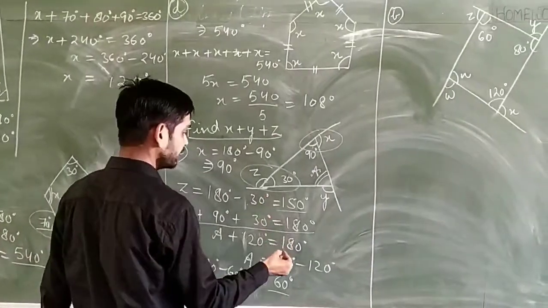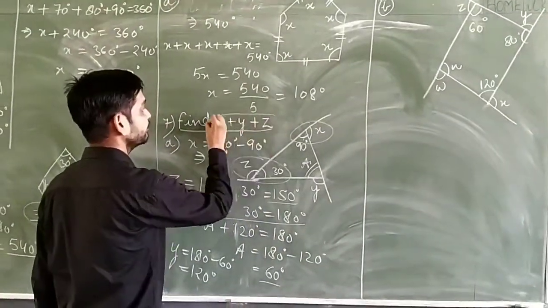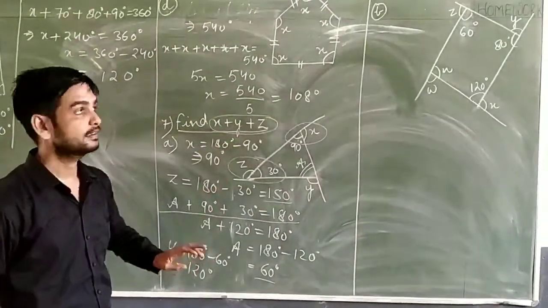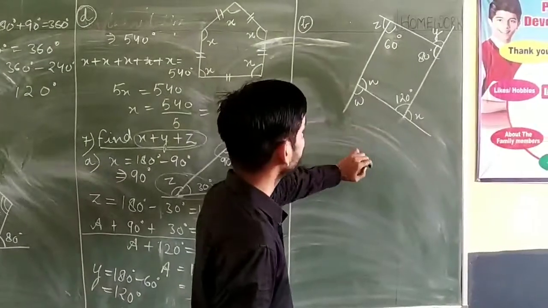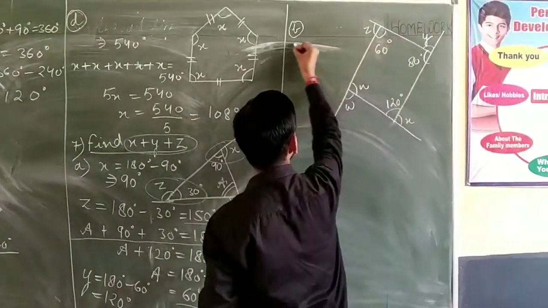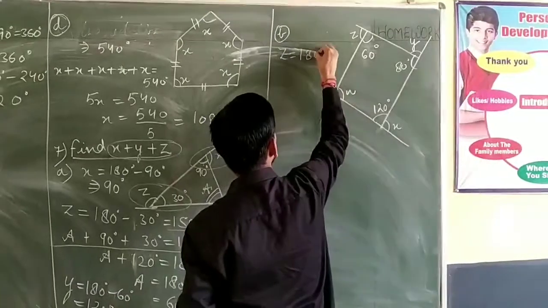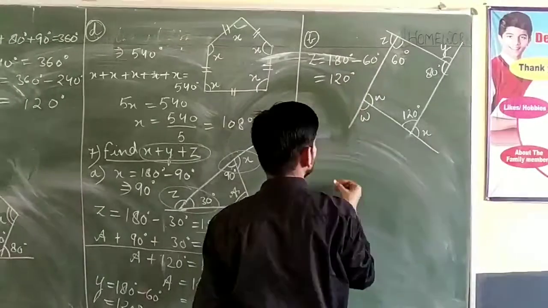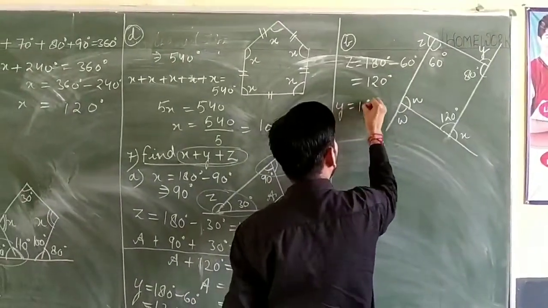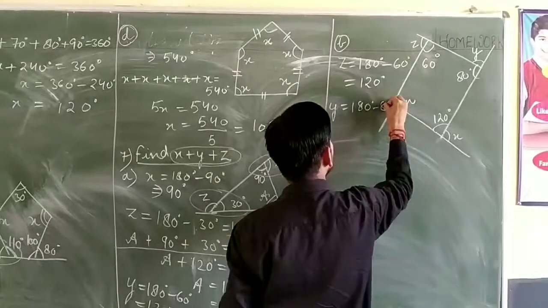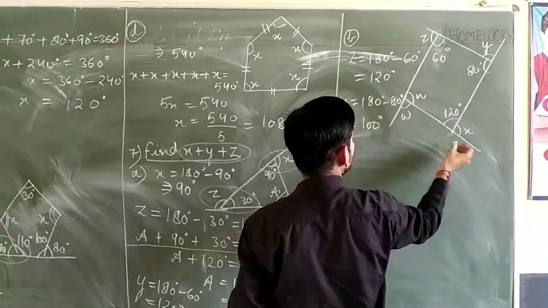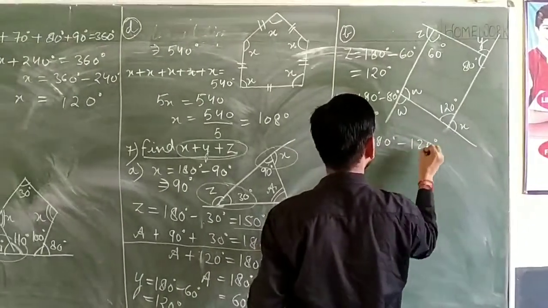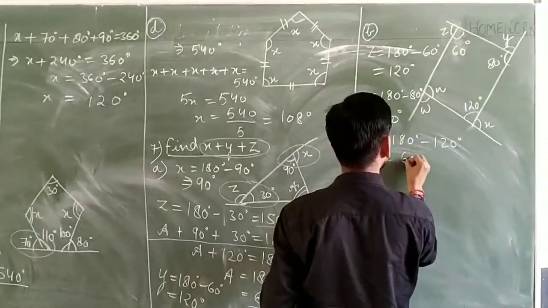Now students, put the value of x, y, z and then you have to do the addition. Then you can find out the value of x plus y plus z. Let's see the last part of this question. Student, what will be the value of z? z is equal to 180 minus 60. That means 120 degrees. What about y? 180 minus 80. That means 100 degrees. Similarly, the value of x is equal to 180 minus 120. That means 60 degrees.